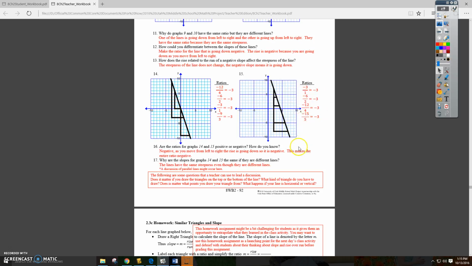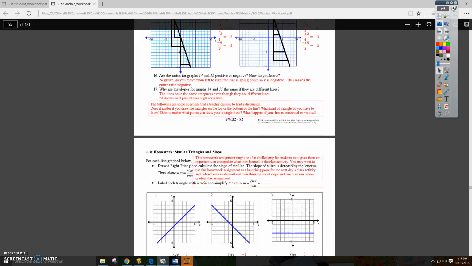So here it says, are the ratios of graphs 14 and 15 positive or negative? And so these ones are negative. This makes the entire ratio negative. So why are the slopes for graphs 14 and 15 the same if they're different lines? The steepness of the line doesn't change. They're both the same steepness. They're placed at different points. Like this one goes through 0, 0, and this one would cross way up here. So it's situated on the right side of the graph, but they still have the same steepness, which is represented by this negative 3 slope for both of them.